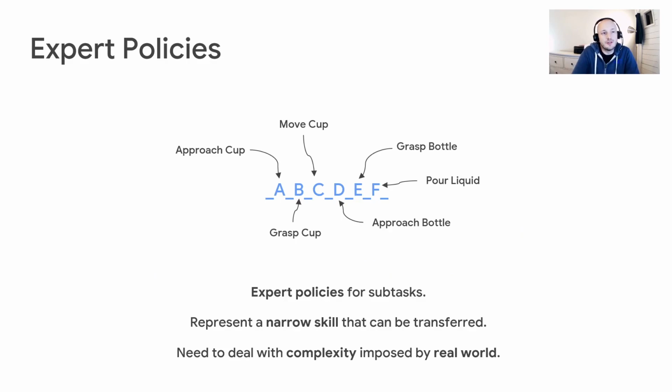When we predict a sequence to execute tasks, the idea is to use the predicted symbols to represent expert policies for subtasks. Each symbol represents a narrow skill that can be transferred and reused, and each of these policies now needs to deal with the complexity of the real world to manipulate objects.